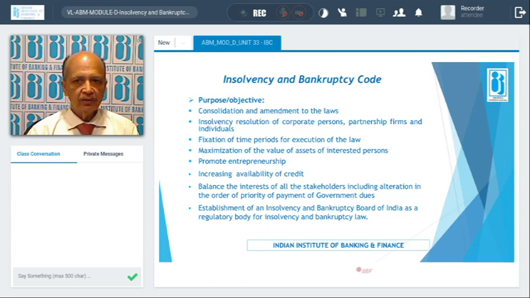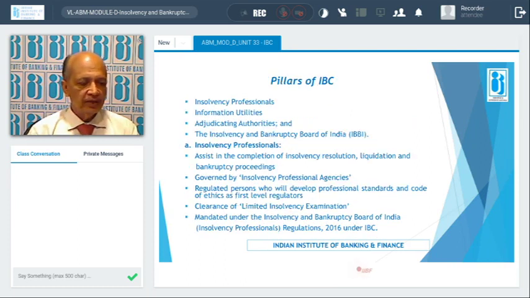Now comes the pillars of IBC. Just like in a building, here there are 4 pillars. One is the insolvency professional. The second is the information utilities. The third is the adjudicating authorities. The fourth is the Insolvency and Bankruptcy Board of India, IBBI. These 4 entities can be considered the pillars of the IBC.